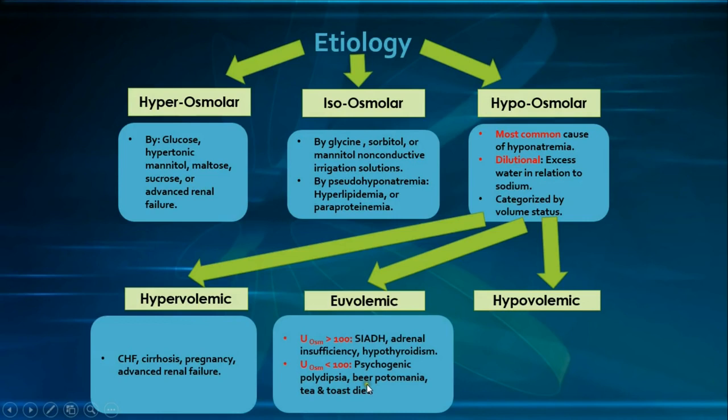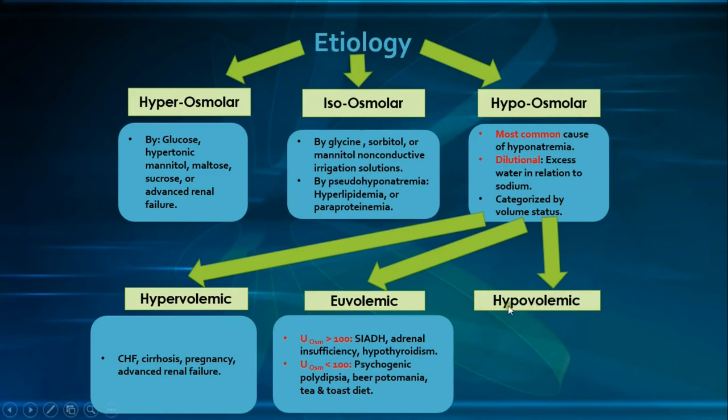And now coming to the beer bottomania and the tea and toast diet, both of which have a low dietary solute intake. So it's not really the low solute, which are the electrolytes taken in your diet, that cause the hyponatremia. So it's not because you're taking low sodium so you're having hyponatremia. No, it's actually rather because your low plasma solutes will impair your nephrons' ability to excrete free water, and therefore you'll have free water retention triggering a dilutional hyponatremia.